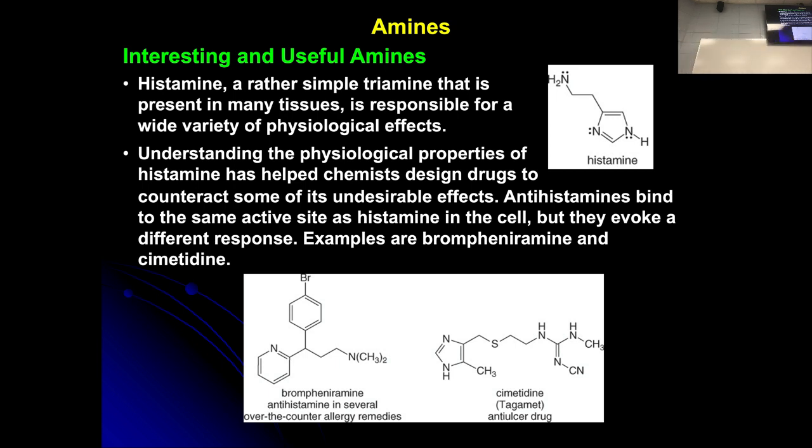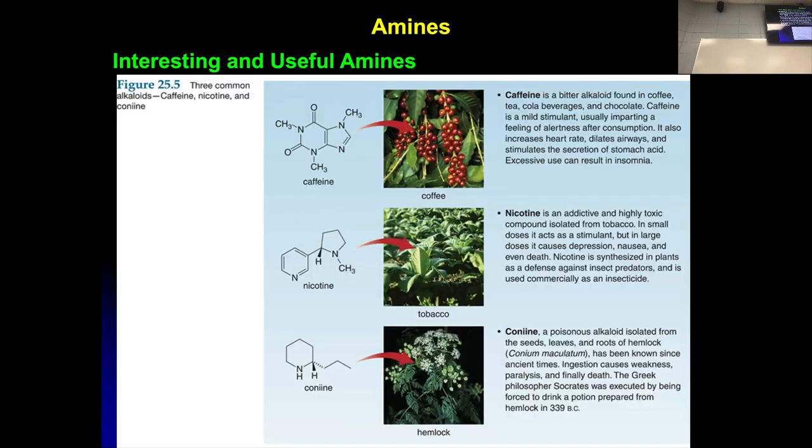Notice this molecule, kind of complex looking. This is Tagamet. That's an anti-ulcer drug. So if you have trouble with ulcers, you might be taking Tagamet. You are taking a molecule that contains a lot of nitrogens that we would consider amines. Here's a couple of examples that you all may or may not partake in.